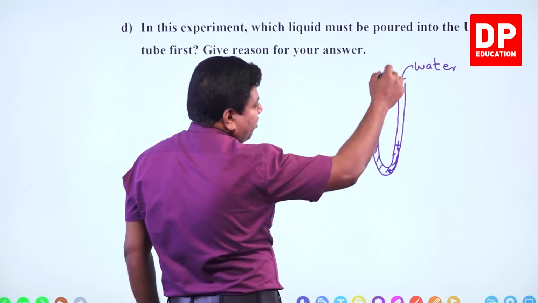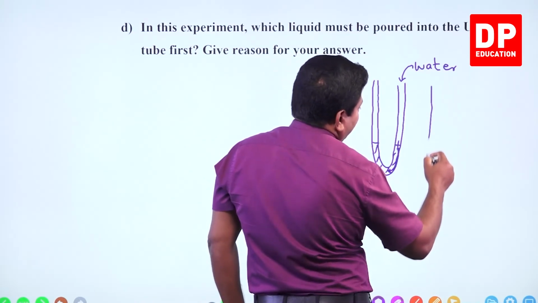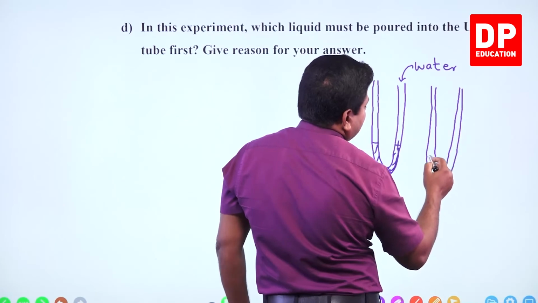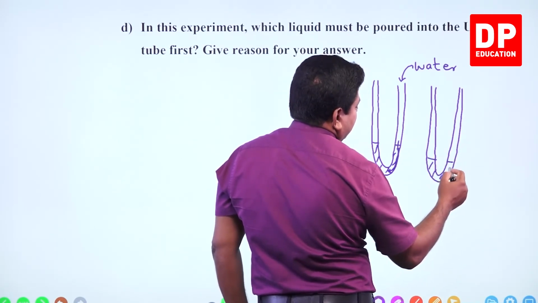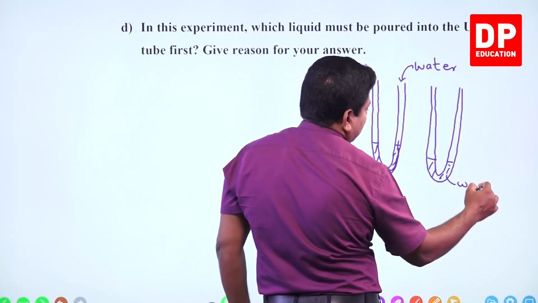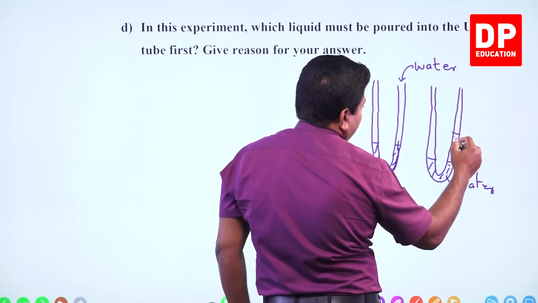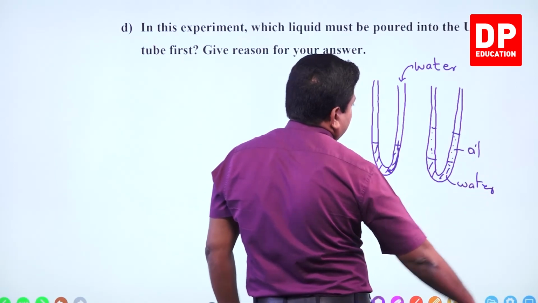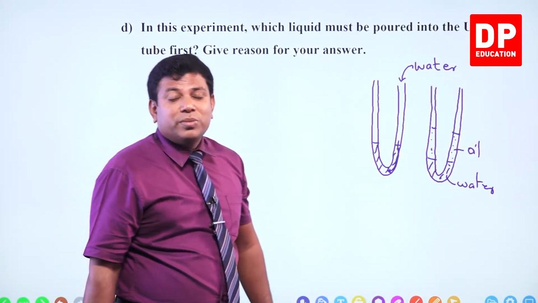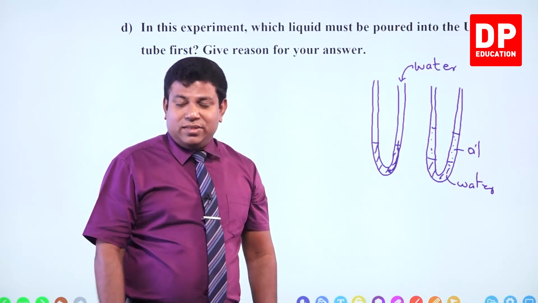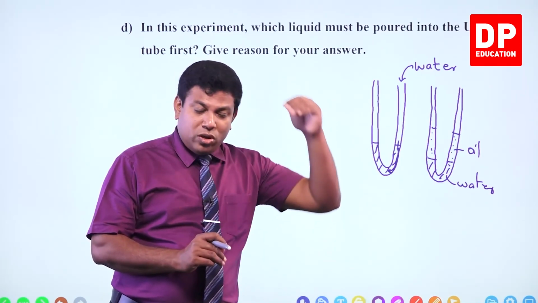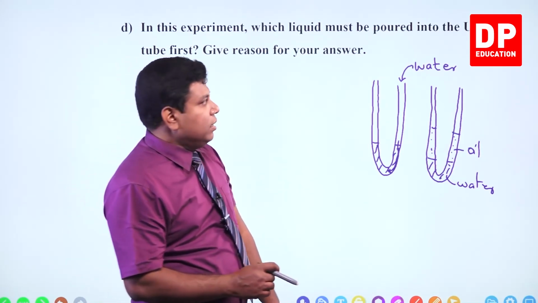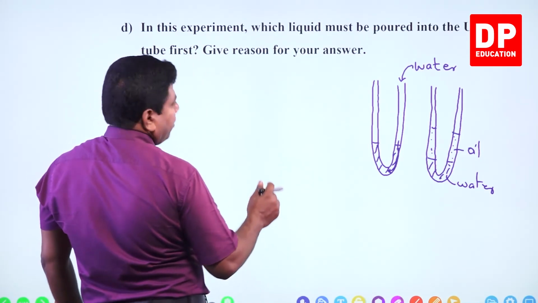So what will happen when you pour water? After you finish pouring water, you may have a situation like this. This is water and on both sides you have oil. This is possible. Understand, this is what will happen if you have poured the oil first and then if you pour water into that. Clear? So they are asking which liquid must be poured first?